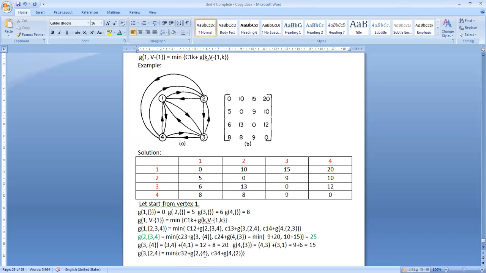So I should get what is this G of 2 comma 4 and this one. What is this G of 2 comma 4? This is nothing but the 2 to 4 and 4 to 1 path. So C32, 3 and 2, it is 13. Minimum of C32 is 13.